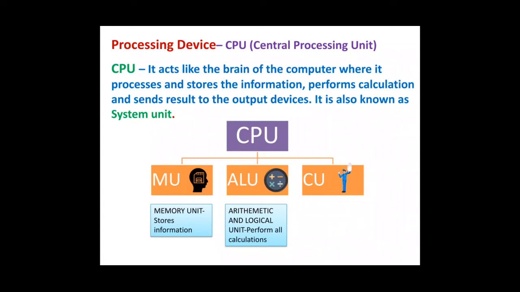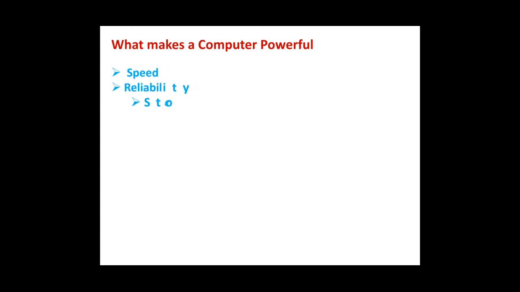Next one is the CU, control unit, which controls everything. It works like a traffic policeman, which sees that all the parts of the computer that are connected are working smoothly, so that there is no congestion, the same way as traffic policemen do, right? So I hope you are clear with this processing device also. Okay, now let's see what makes a computer powerful. These are a few points on why a computer is considered to be a powerful one.